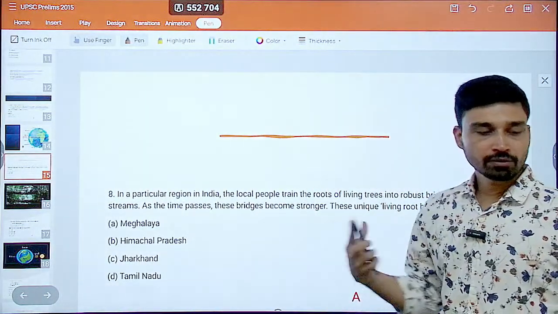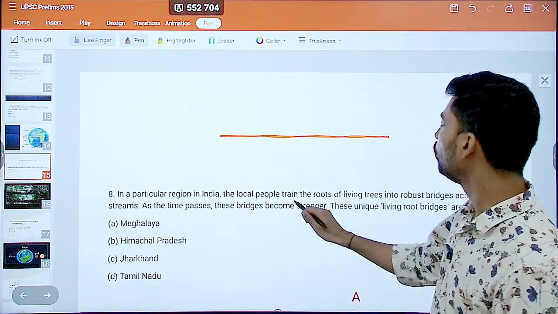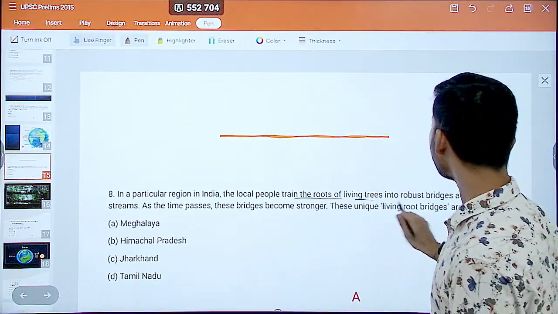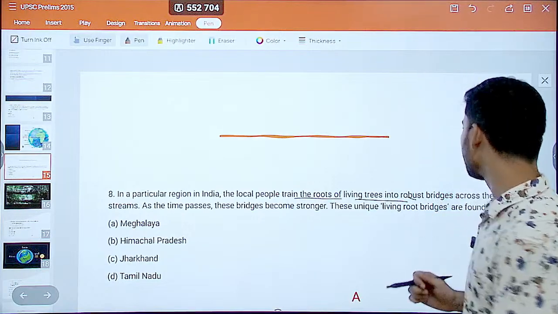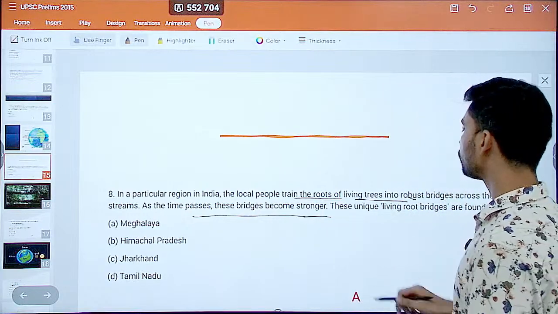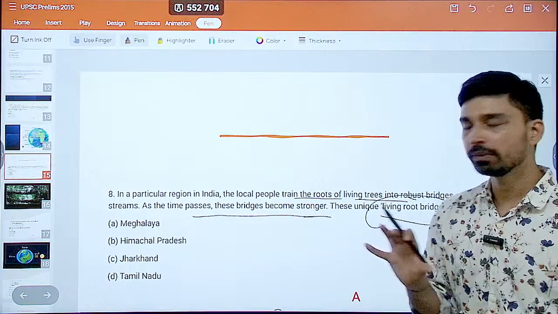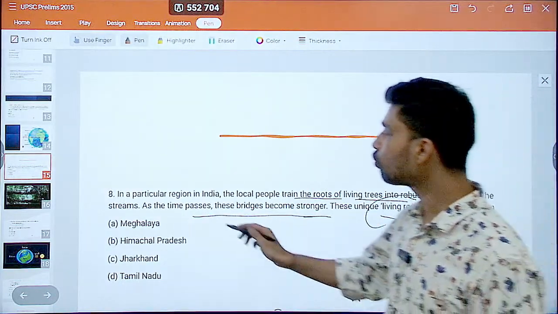Next is a question again from Indian geography, where it has been asked that in a particular region of India, the local people train the roots of living trees into robust bridges across the streams. As time passes, these bridges become stronger. These unique bridges, which are called living root bridges, are found in which of the states of India?